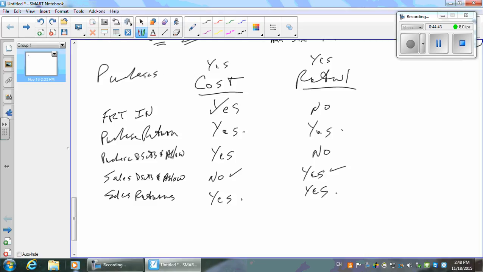Transfers in from ourselves are treated just the same way as a purchase from another company. So that's just purchases, more purchases. Transfer from myself to myself. For purposes, I'm going to have both the cost and the retail. So I do both.